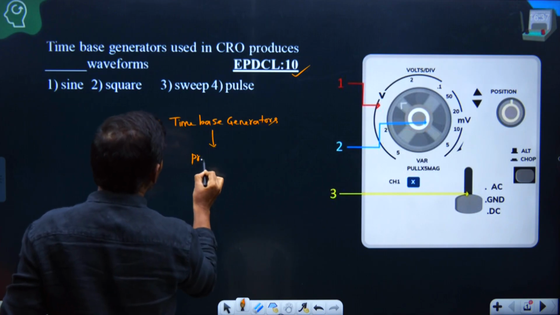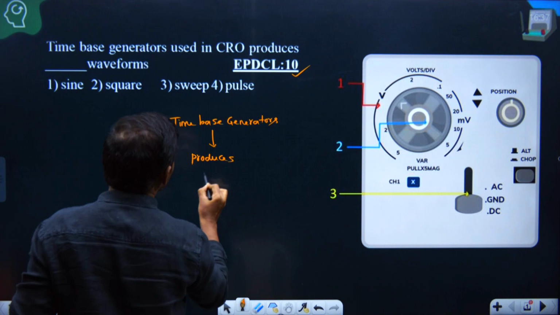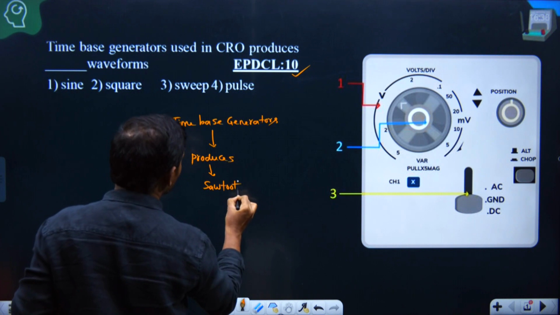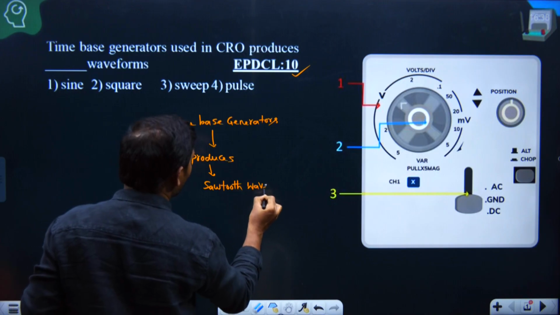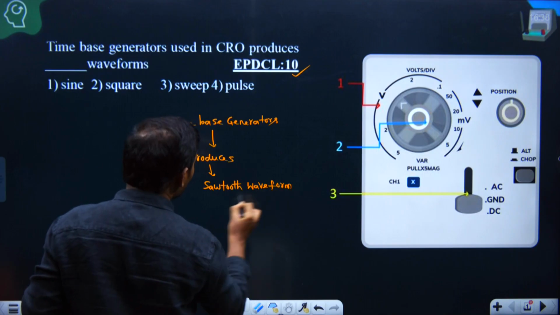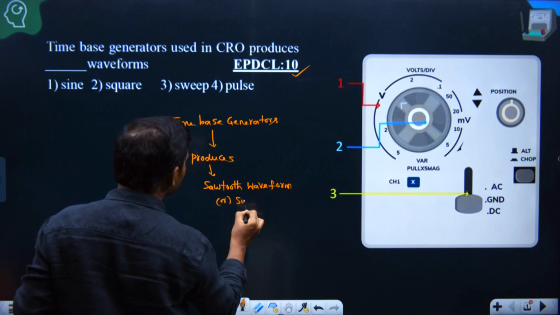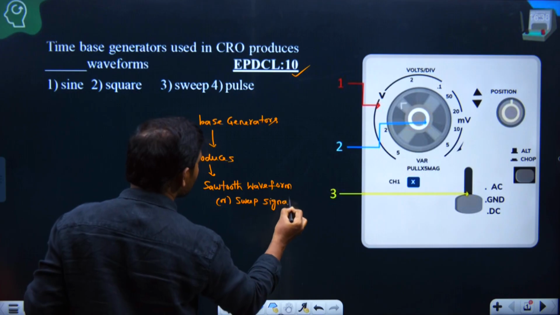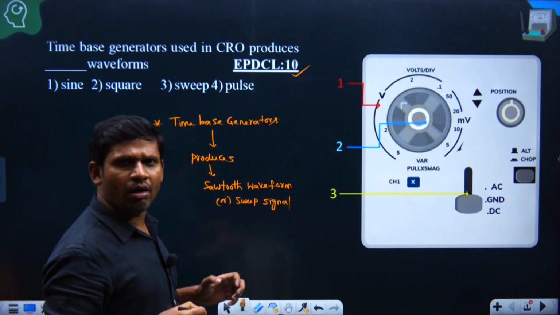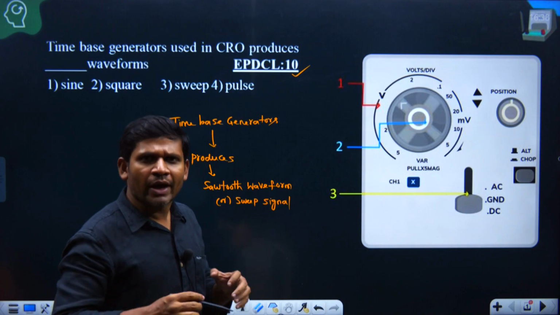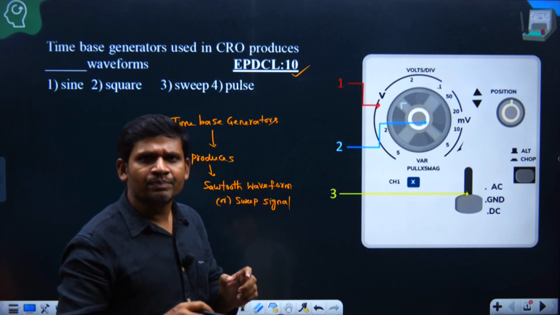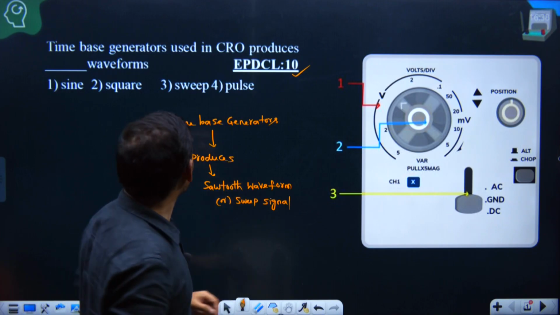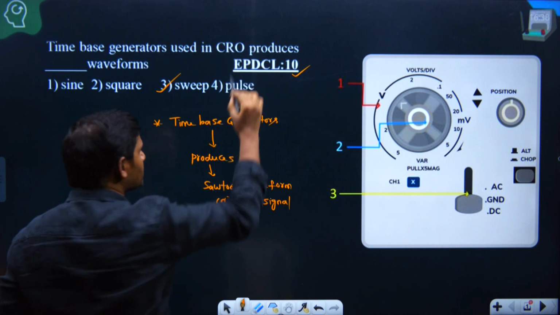produce sawtooth waveform, or it is also called sweep generator, that is sweep signal. This signal is the base signal for all the input waveforms. To display any waveform on the CRO screen, the base signal is the sweep signal, that is the sawtooth waveform. That is option 3, the right answer.